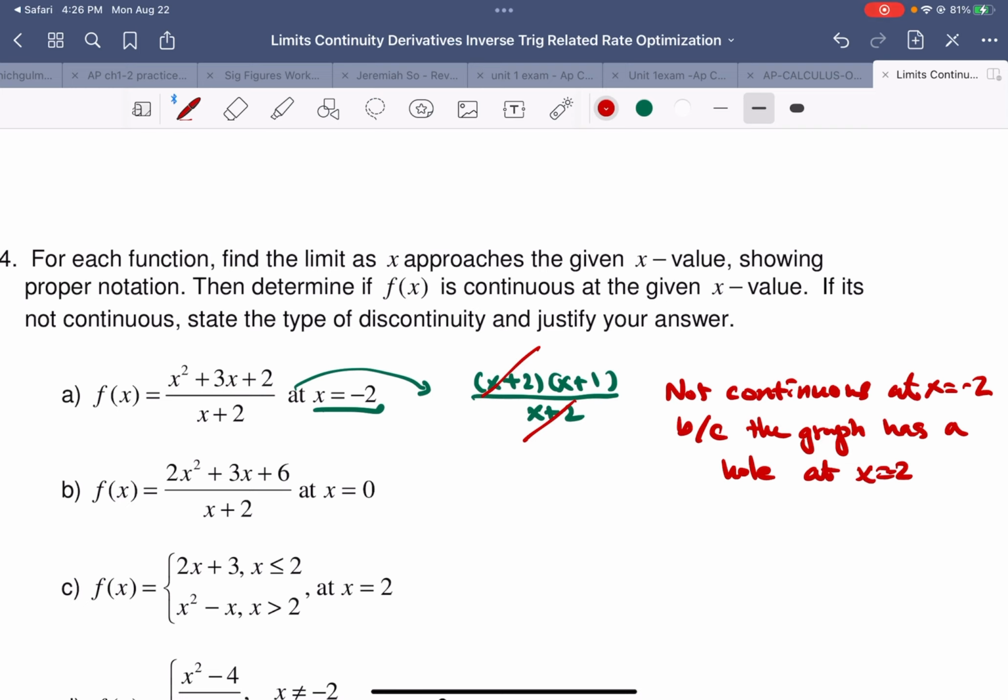Okay, what kind of discontinuity? This one is removable. Okay, removable discontinuity. Okay, that's how I'm going to say that.